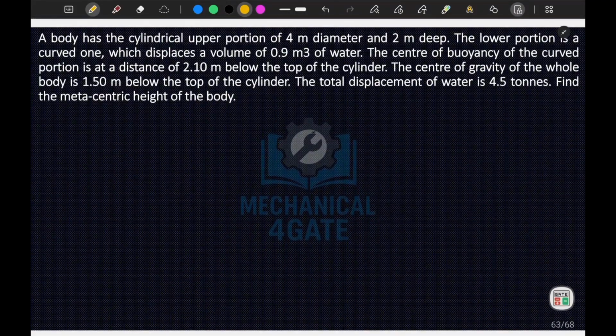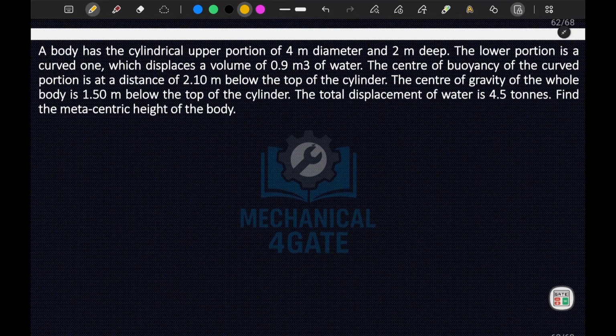Similarly, a body has a cylindrical upper portion of 4 meter diameter and 2 meter deep. The lower portion is a curved one, which displaces a volume of 0.9 meter cube of water. The center of buoyancy of the curved portion is a distance of 2.1 meter below the top of the cylinder. The center of gravity of the whole body is 1.5 meter below the top of the cylinder. The total displacement of the water is 4.5 tons. Find the metacentric height of the body. So it is something like this.